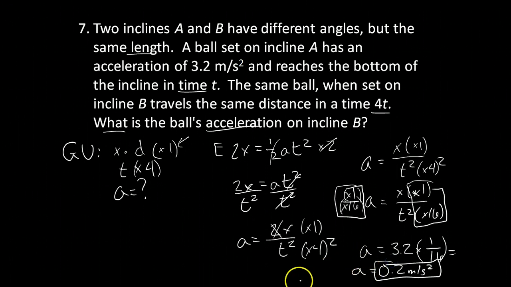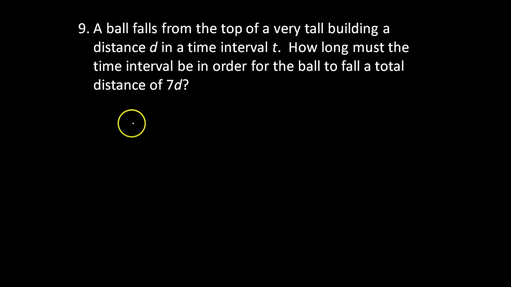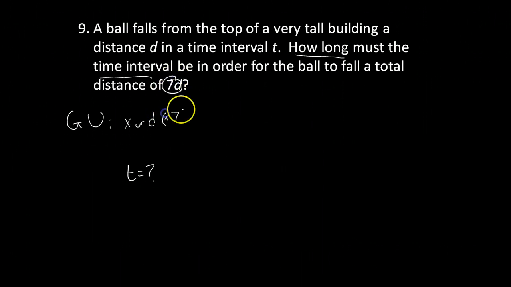All right, so let's do one more problem. Here's number 9. A ball falls from the top of a very tall building, a distance d, in a time interval of t. How long must the time interval be in order for the ball to fall a total of 7d? So how long must the time interval be? When we do our givens and our unknown, our unknown is going to be time. We don't know that. We have the top of a very tall building, so it's going to go some distance, that's going to be x, or a distance d, so displacement. And that actually is going to be multiplied by a factor of 7.